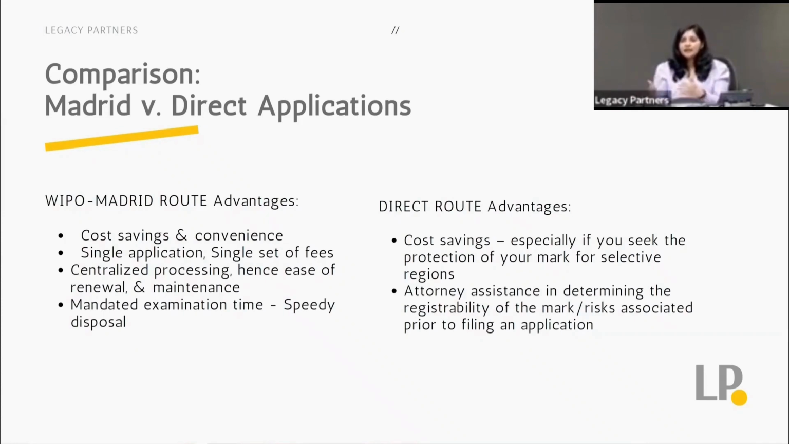So if you are only going to protect in these particular jurisdictions, and the number of countries you want to protect in is limited, then the direct route makes the most sense, because you also need to determine the registrability, the strength of your mark, and every risk factor that is associated with the mark. Not only that, you need to identify who the potential infringers are, and keep watch on any person who is possibly going to infringe your trademark. So for that, a direct application is highly, highly recommended. And you would also have your attorney assist in determining the registrability or any risk factors associated with filing an application.